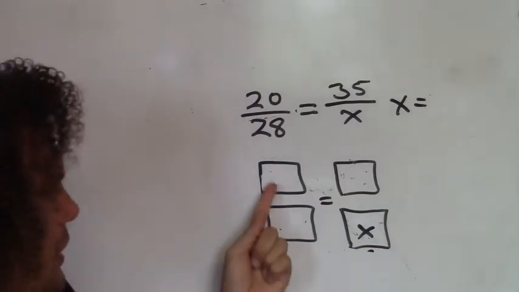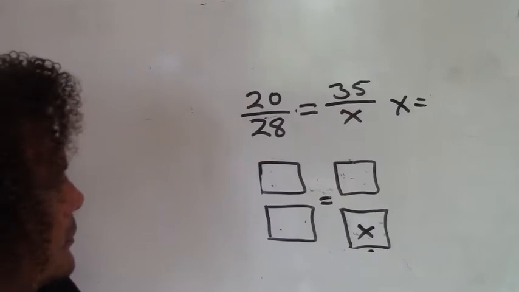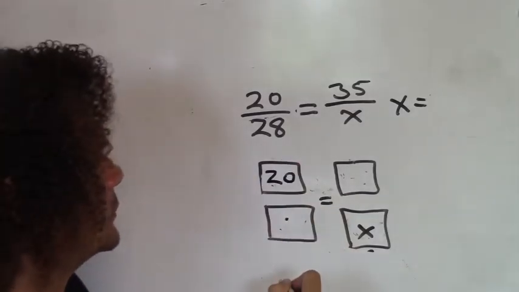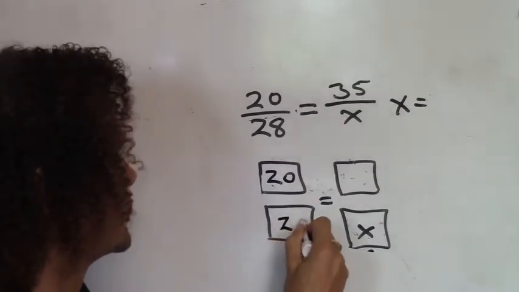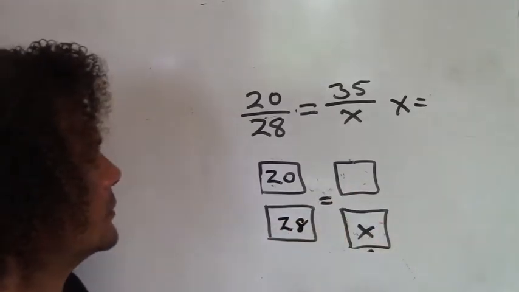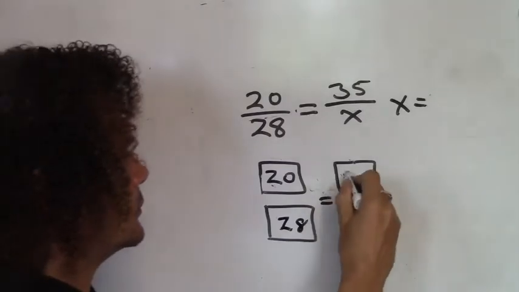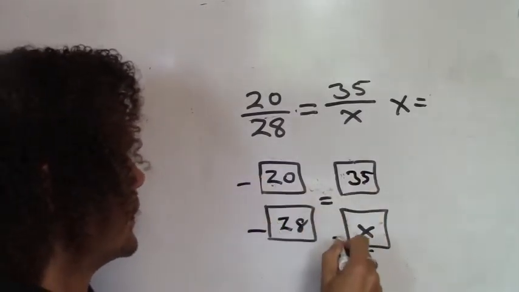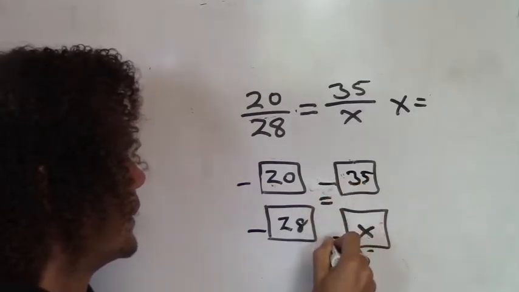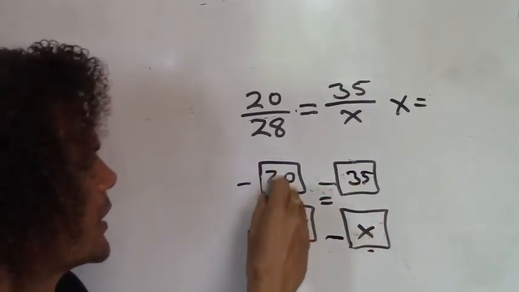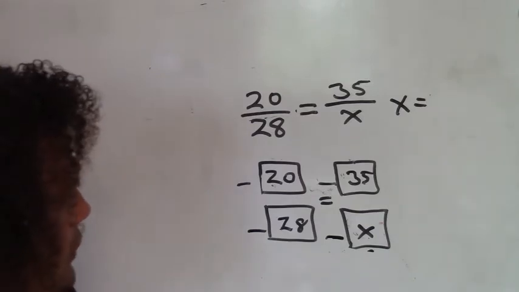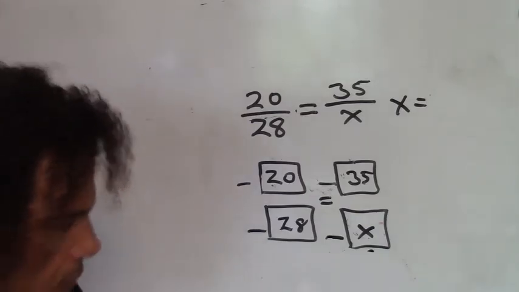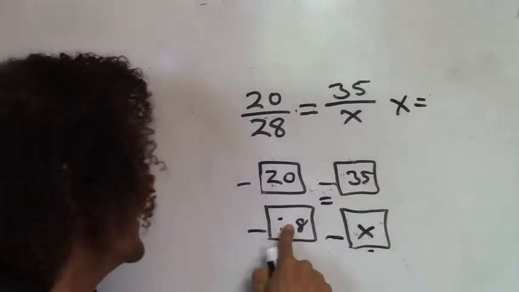Alright, so what goes in this box? 20. What goes in this box? 28. What goes in that box? 35. Alright, now we gotta figure out what goes over here. Can you reduce 20 over 28? What goes into both of those numbers equally? Let me check. I like it.